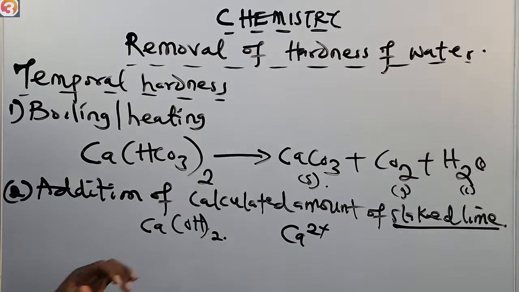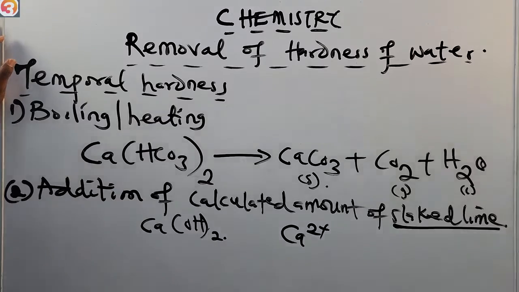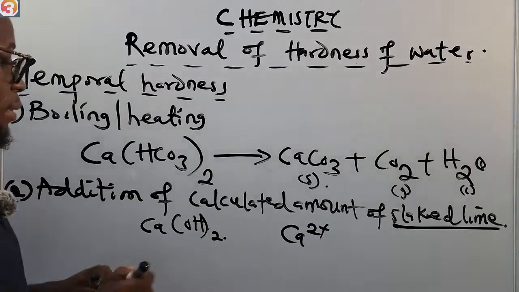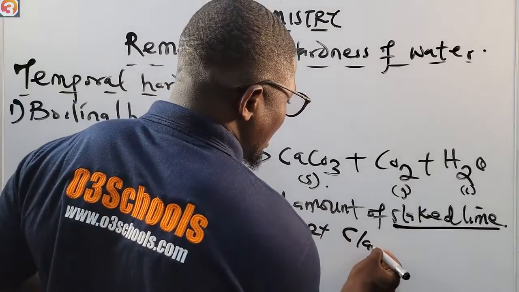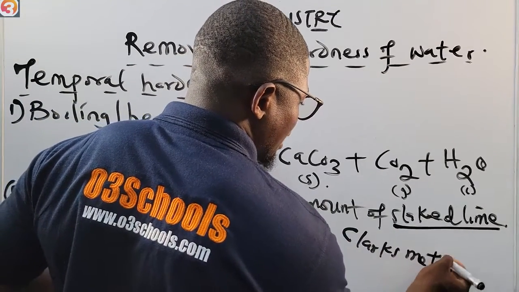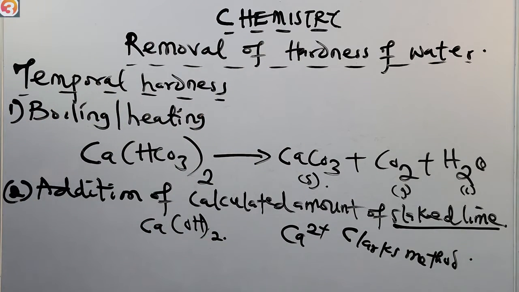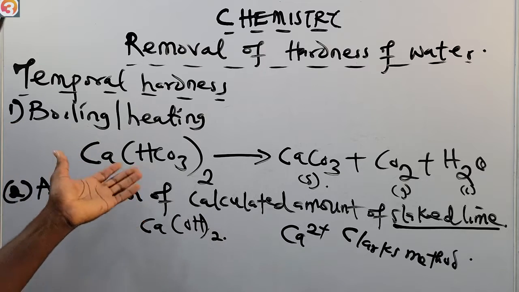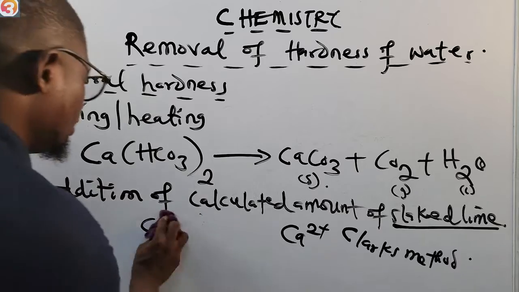So addition of a calculated amount of slaked lime is a method of removing temporary hardness. This method is called Clark's method. Addition of a calculated amount of slaked lime is called Clark's method. All right, now let's see the reaction. Of course, we will add Ca(OH)2 to it, and that will give us calcium carbonate and water.